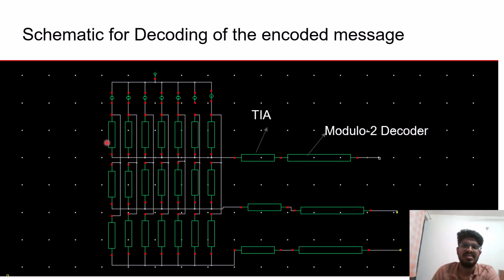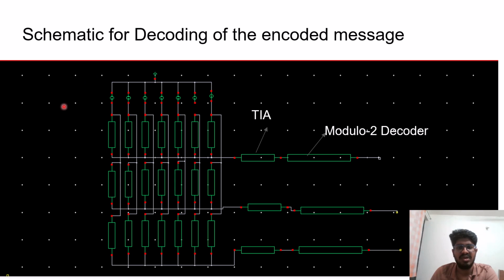Now, in this decoding schematic, if there is any 1 bit error in the received message, this decoder has to detect the location of the error. So let us take an example. Let us say we have received all ones from the encoding circuit. So at the receiver side, due to some noise, let this bit be flipped. It became 0 instead of 1.